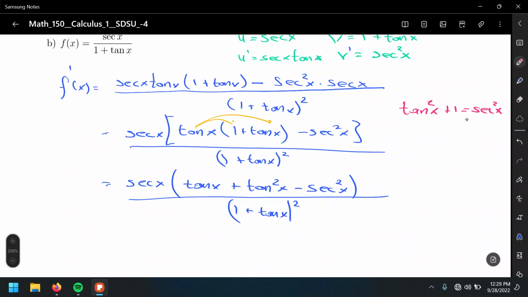Well, so what happens if we manipulate this identity? I'm going to subtract secant squared on both sides: tangent squared x minus secant squared x plus 1 equals 0, and then tangent squared x minus secant squared x equals negative 1. So this whole thing will be a negative 1.